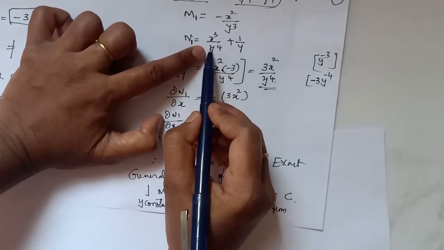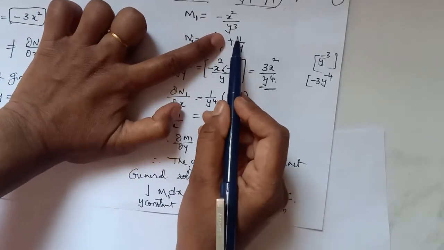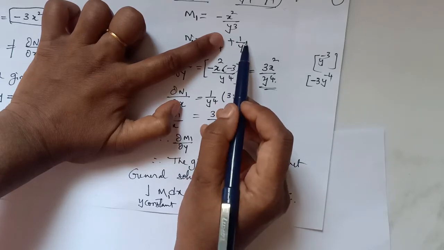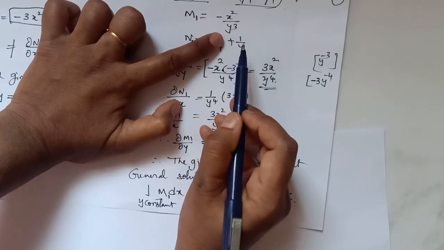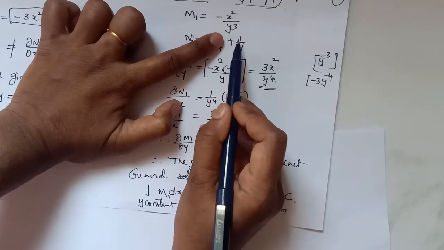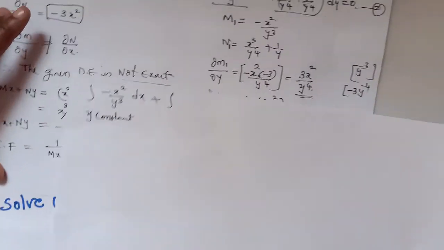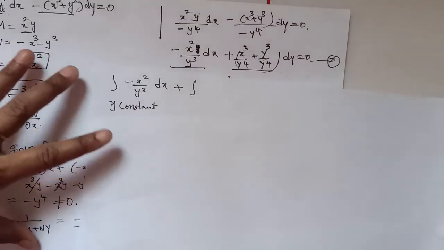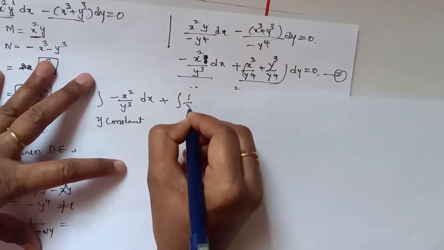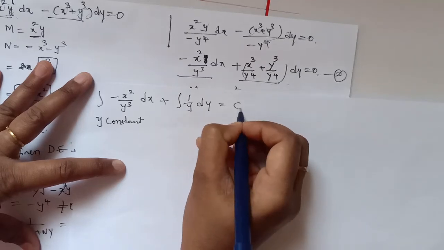In the first term you have an x term, so it is not free from x. In the second term you have only y terms, 1 by y, x is not there. It is a term which is free from x, which is independent of x. Therefore n1 is 1 by y dy, is equal to c.